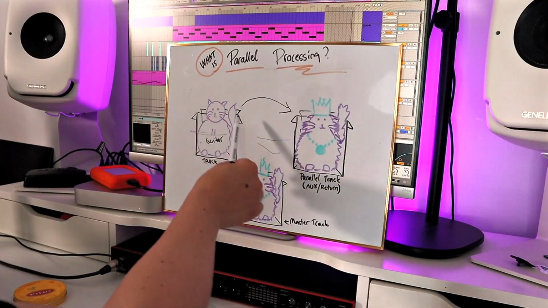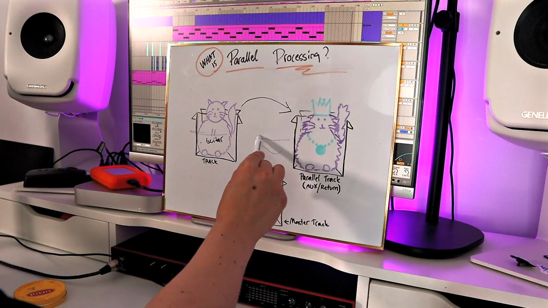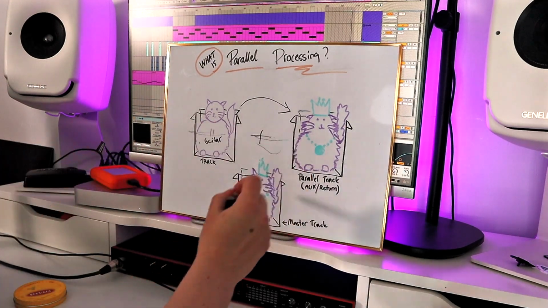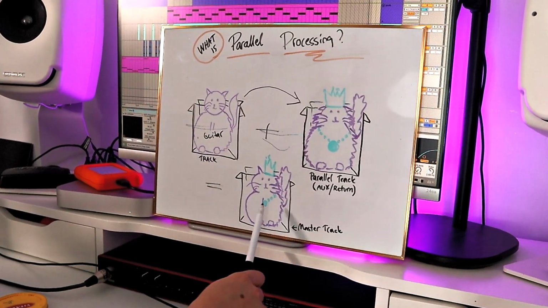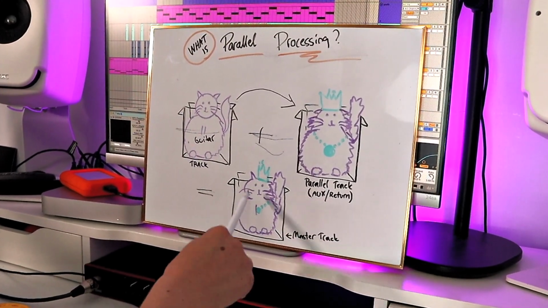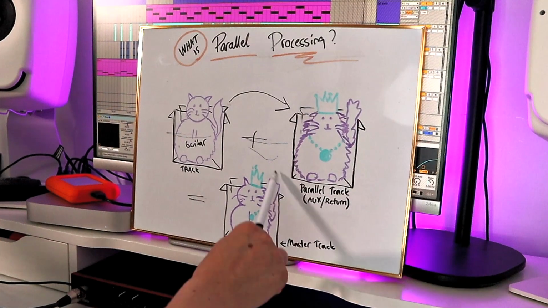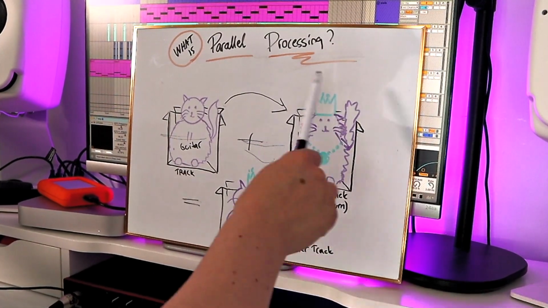Now, so that we can hear this and this together, we will add them up and we will hear it in the master channel. So what we will hear in the master track is half of the original and half of the processed parallel track.